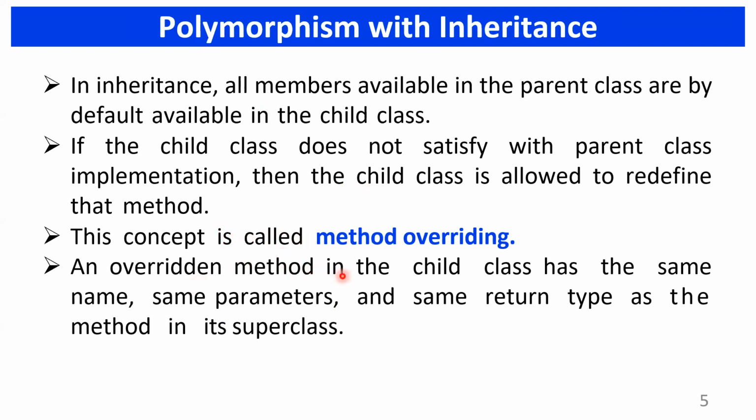An overridden method in the child class has the same name, same parameters, and also the same return type as that of the method in the superclass. Then only we say that it is overridden. Whatever method is available in the parent class has a different definition or different implementation in the child class. But the name of the method, the return type, and the number and type of parameters will be the same in both the parent class as well as in the child class.